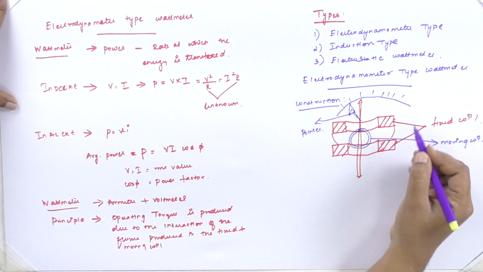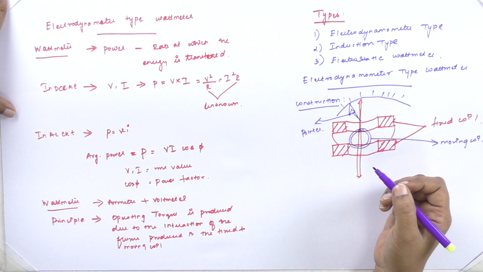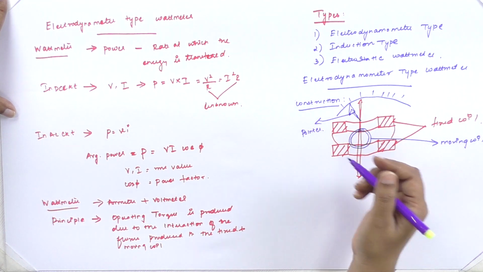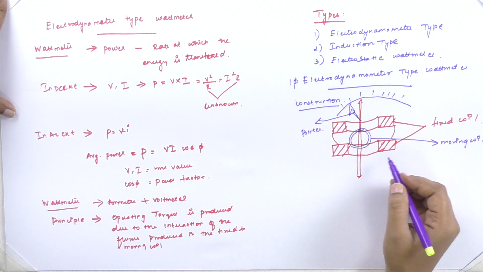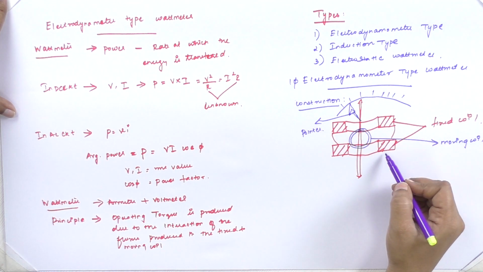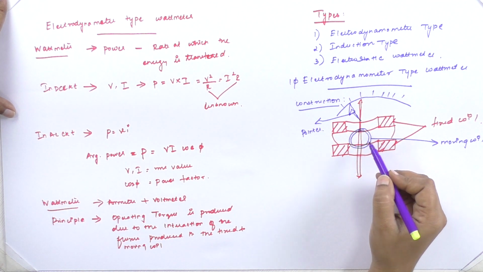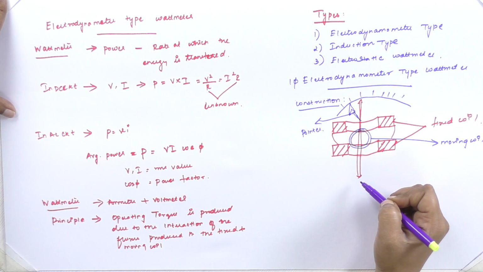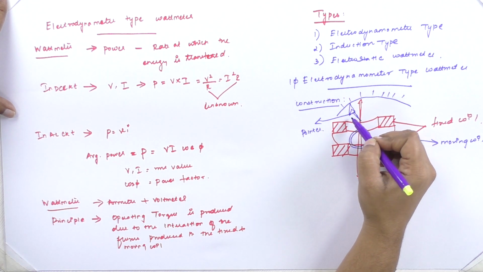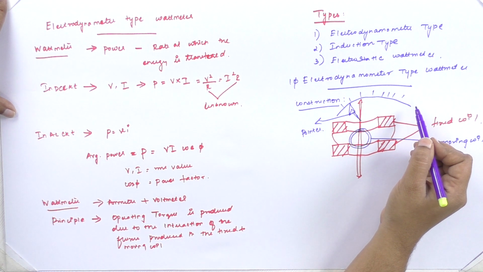This is the cross-sectional view of a single phase electrodynamometer type wattmeter. Now, we are seeing a single phase electrodynamometer type wattmeter. Here we have two fixed coils. That is, the fixed coil is divided into two halves, and a moving coil which will be placed in the center of the fixed coil, is connected to the spindle. To the same spindle, we have a pointer which moves over the graduated scale.